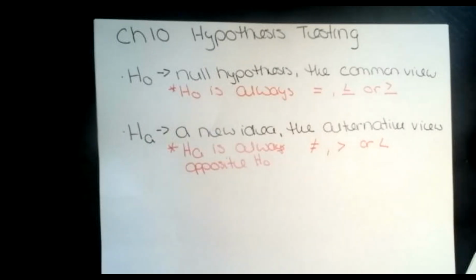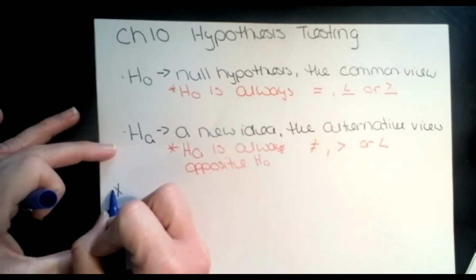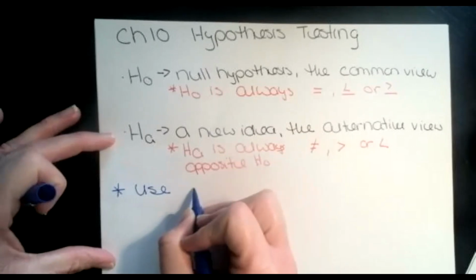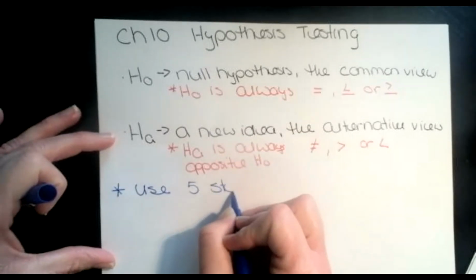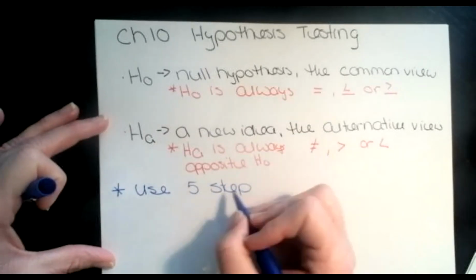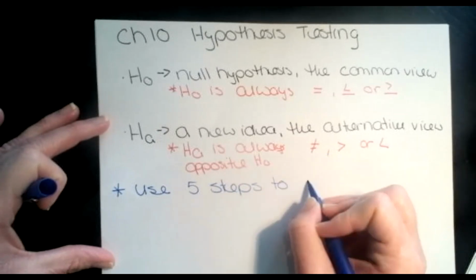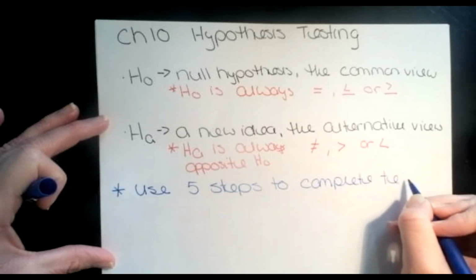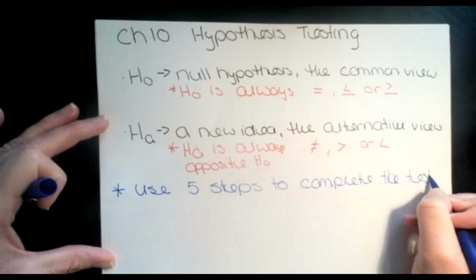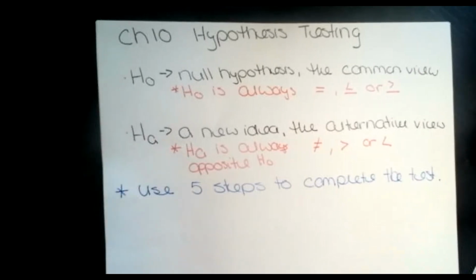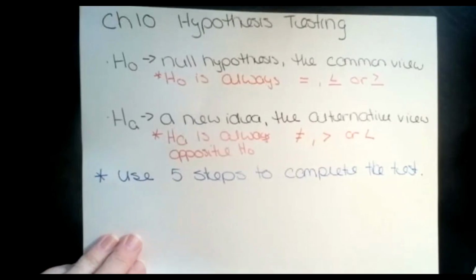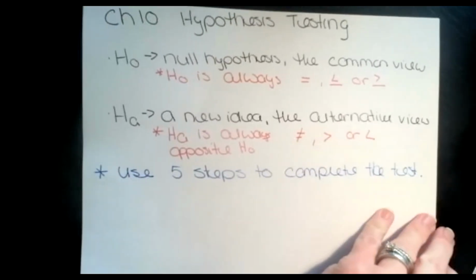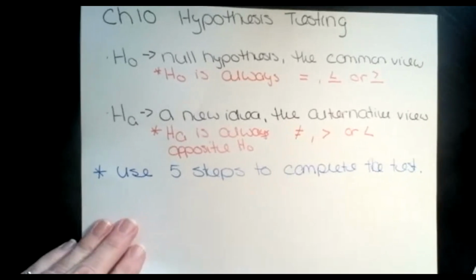So when I'm working in a hypothesis test, I use a 5-step process. I use these 5 steps to complete the test. So I'm going to go through all the steps. I'm not just going to give you the steps. We're going to talk about the steps and how to do each step, and what they mean, and all of that.